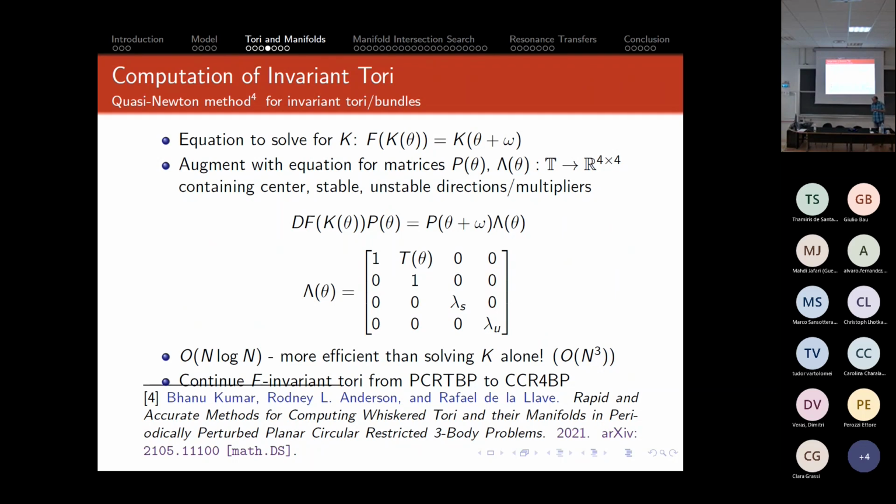stable and unstable directions at each point of the torus. We have the parameterization K of theta, where theta is in the one torus. And then we could use this quasi-Newton method that we developed in this paper for continuation from either planar circular restricted 3-body problem to the restricted 4-body model.